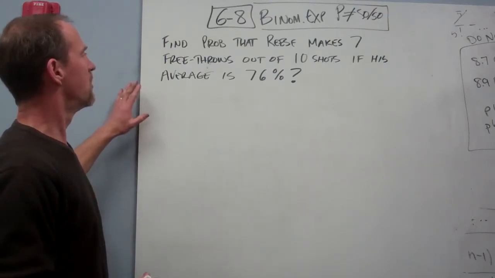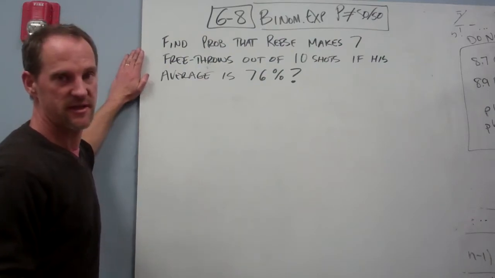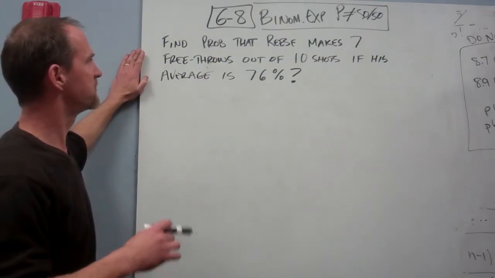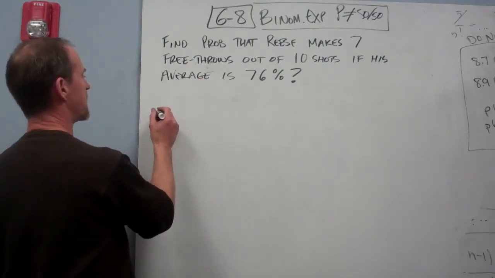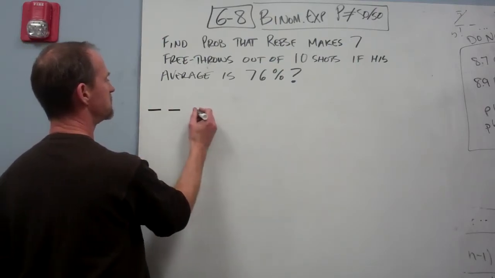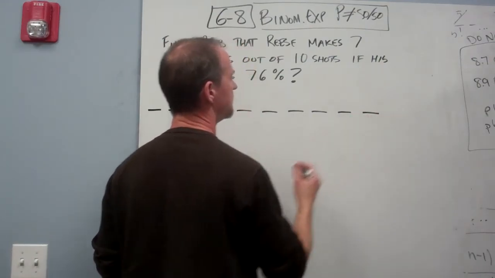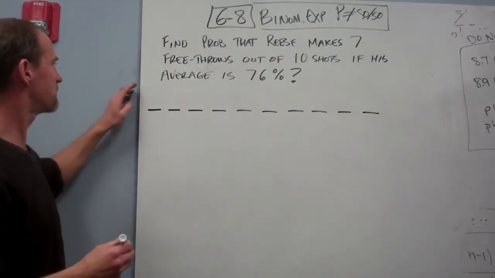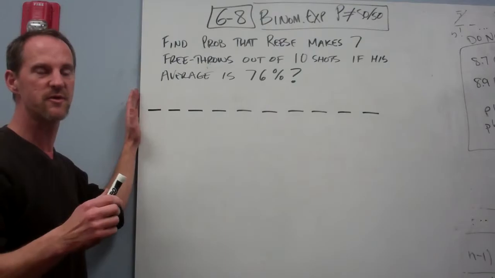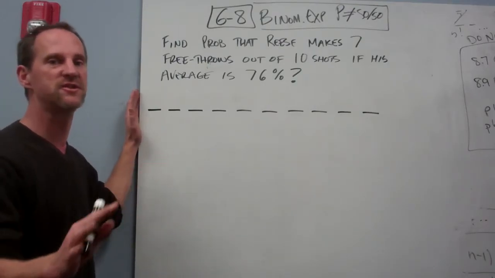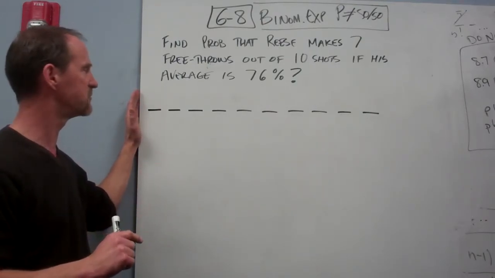Alright, so the way we do this is, I think, most easily explained if we just break it down into blanks. We've got 10 blanks. 1, 2, 3, 4, 5, 6, 7, 8, 9, 10. Alright? And I'll start off with an easier version of this. What if we were to say, what's the probability that he makes all 10 in a row? We'll do that as a little sample first.